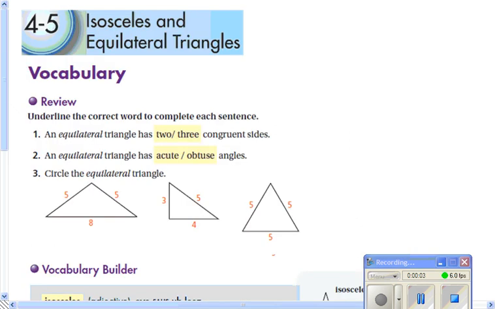All right, here's lesson 4.5, isosceles and equilateral triangles. We are going to learn a couple theorems about isosceles and equilateral triangles and apply properties of those. So, again, I'm just going to whip through some parts of this, and you can pause and try to do the problems first if you want.